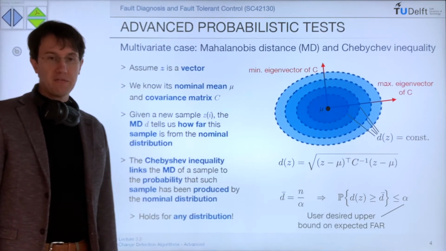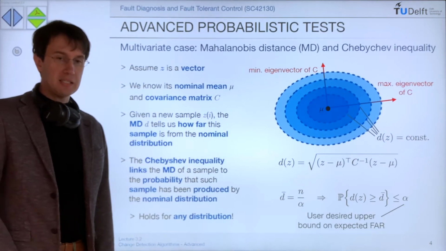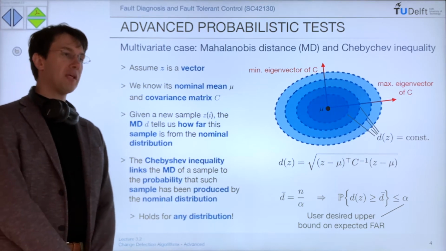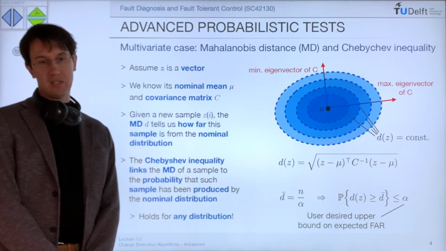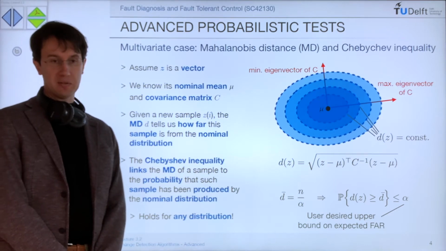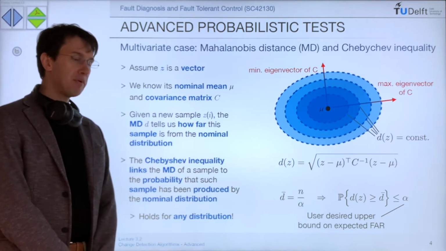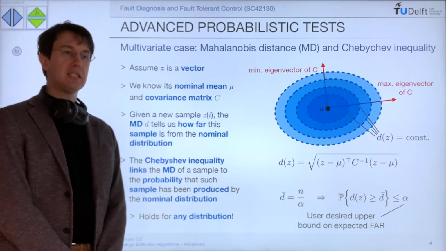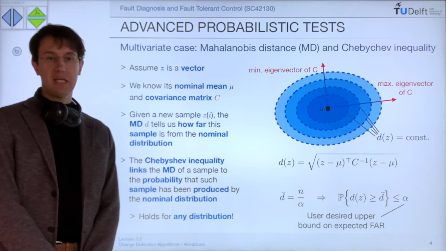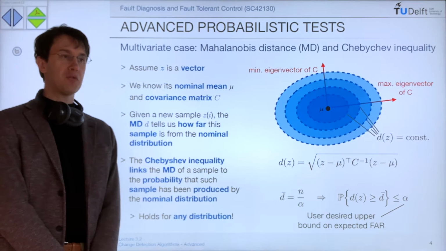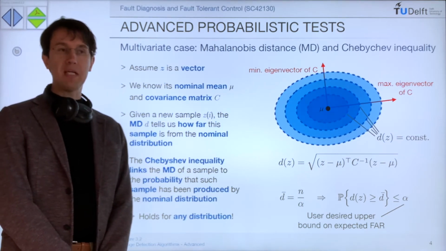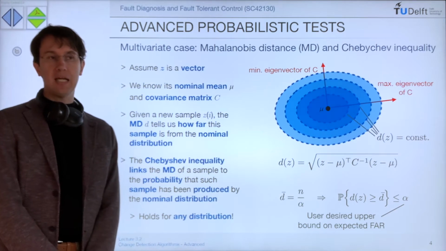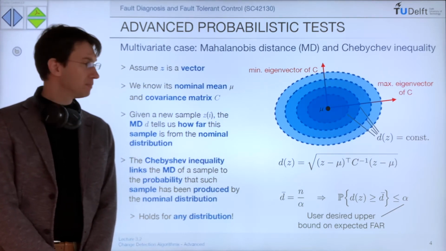Okay, so the first thing that we are addressing is the issue that we have when the variable we want to test is not a scalar, but it is a vector. So in the previous lectures, we had the t-student, the chi-square test, the f-test. They were all assuming that the variable z is a scalar. So the mean is a scalar, and the variance is a scalar.